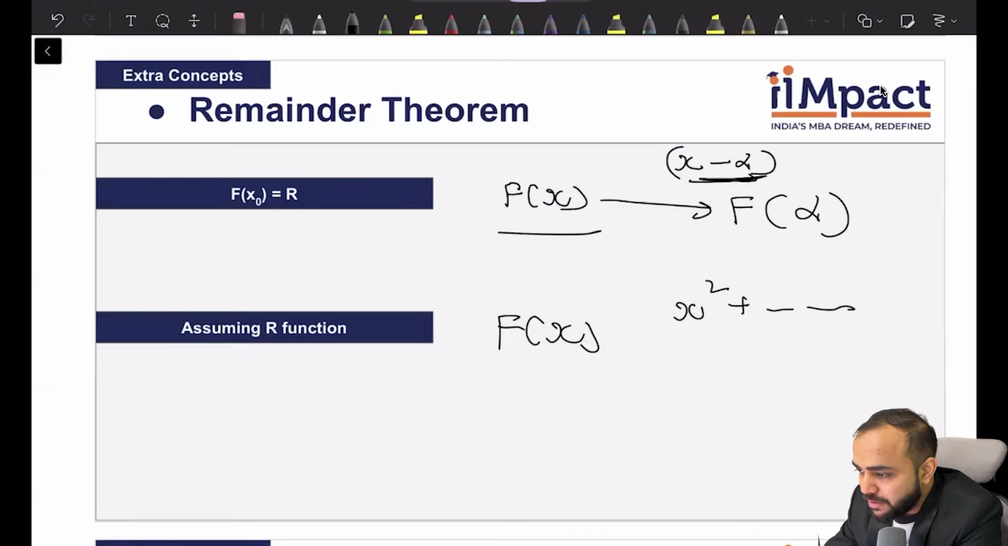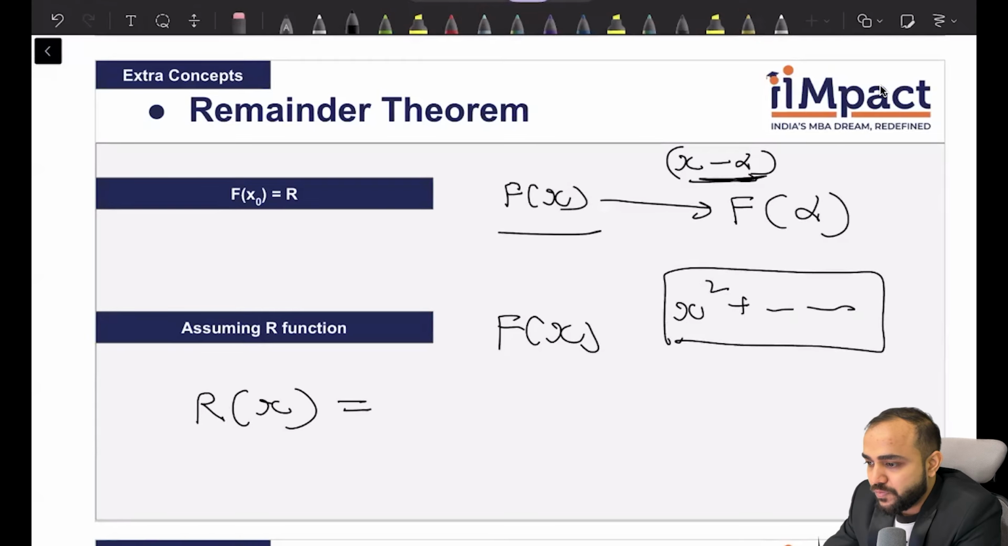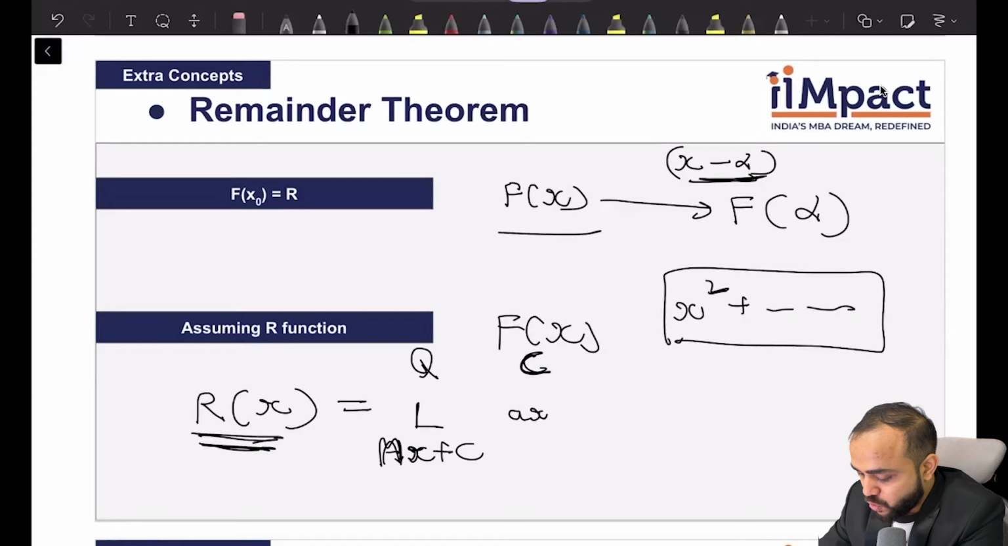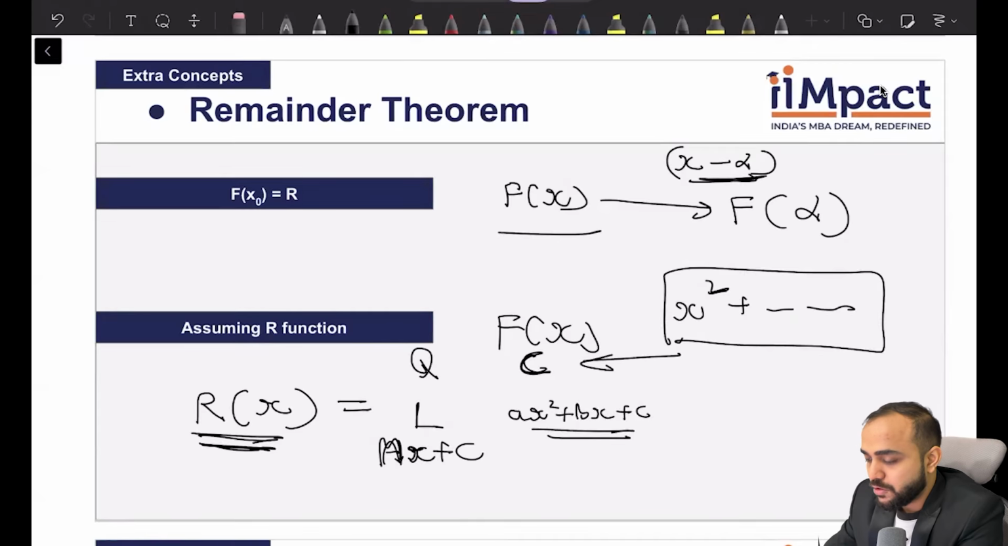The adjustment will be, I will assume the remainder function to be 1 degree less than this. So whatever I am dividing with, I will assume the remainder function to be 1 degree less than this. So if I'm taking this as quadratic, I will take this as linear, basically mx plus c. If I'm dividing with a cubic, I will assume the remainder as ax square plus bx plus c, basically a quadratic.